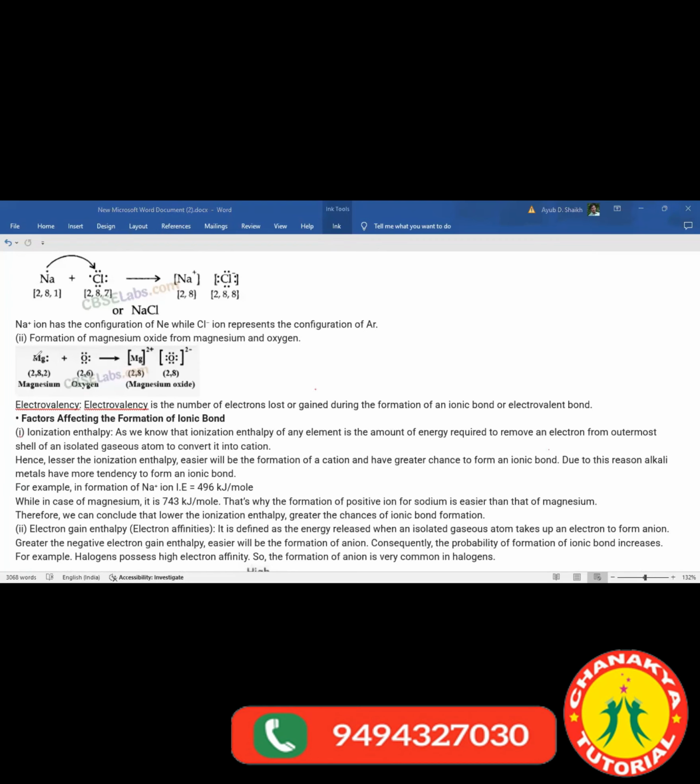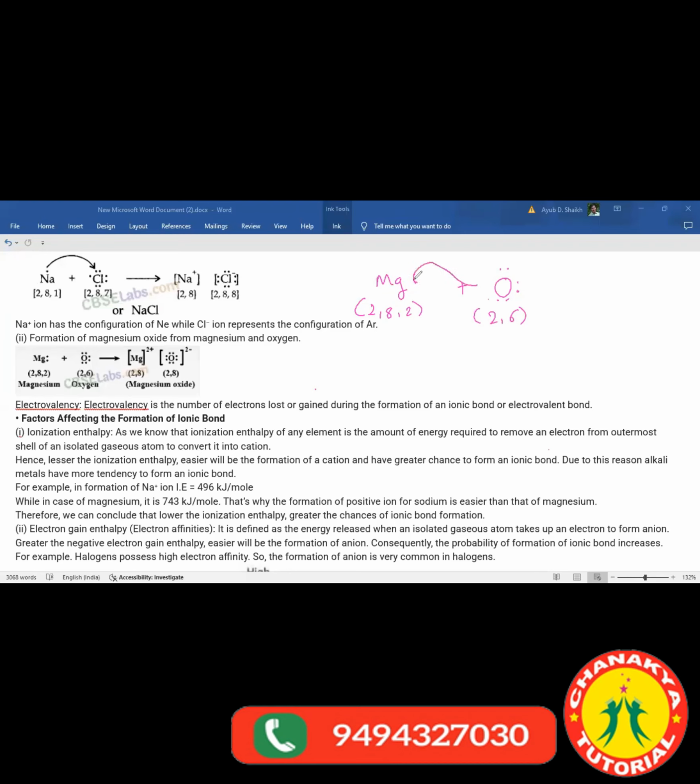Now you can check, student, here. Magnesium, its atomic number would be what? 12, and its electronic configuration 2, 8, 2. Correct? And with oxygen, it's going to react. Oxygen, its atomic number is 8, and its electronic configuration would be 2, 6. So if I have to show the outermost electrons, here magnesium has 2 electrons and oxygen has 6. Means 1, 2, 3, 4, 5, 6. So to complete its octet, oxygen requires 2 electrons, and 2 extra electrons are present in the magnesium.